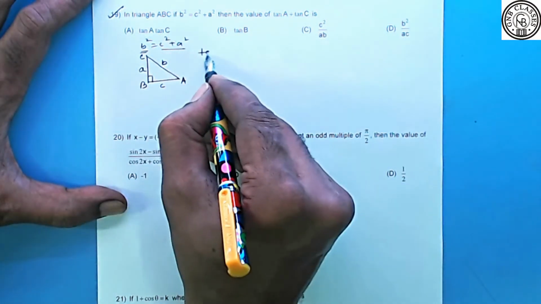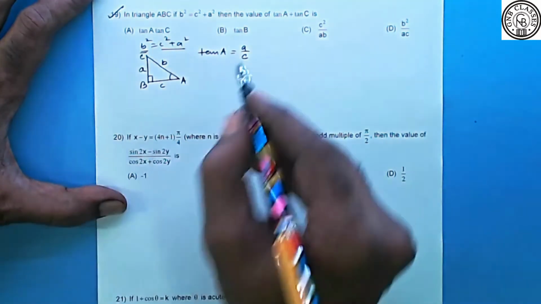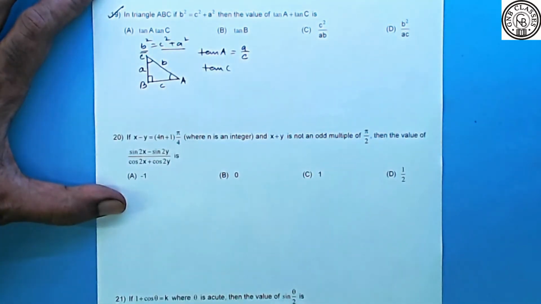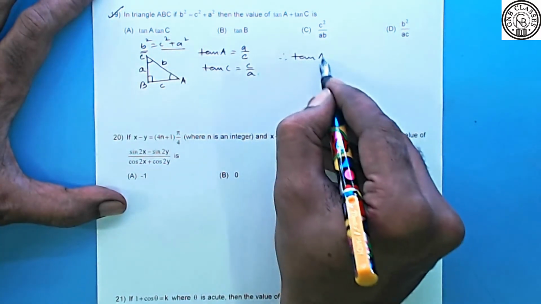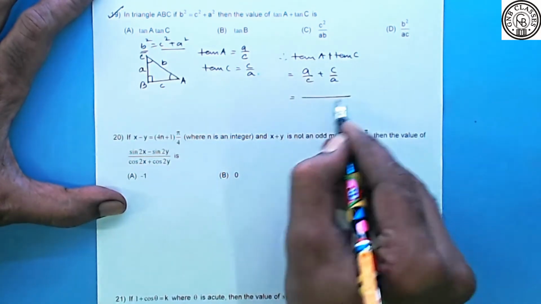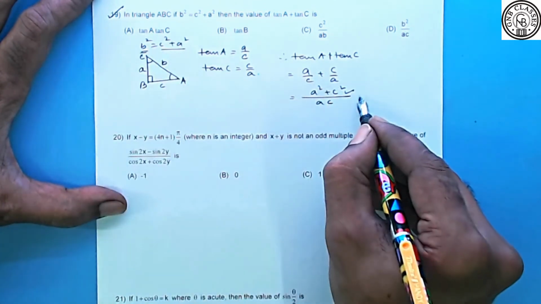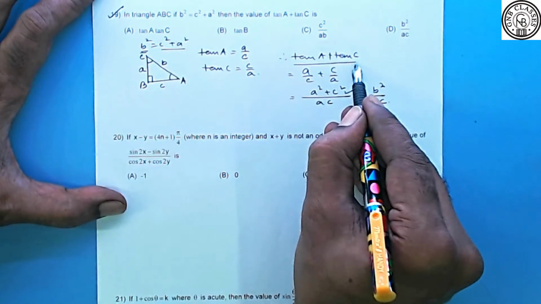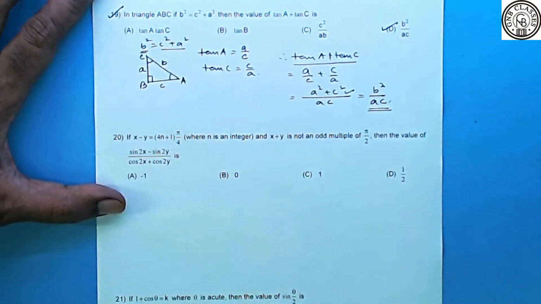So, what is your tan A? Look at it carefully. Tan A is nothing but A by C. And what about your tan C? With respect to this angle, your tan C will give you C by A. Therefore, tan A plus tan C will give you what? A by C plus C by A. If I take AC as the LCM, it is A square plus C square. Now, A square plus C square can be replaced by B square. So it is B square by AC. Is it clear? Therefore, the value of tan A plus tan C is B square by AC. Thus, option D is correct. Is it clear? Okay.